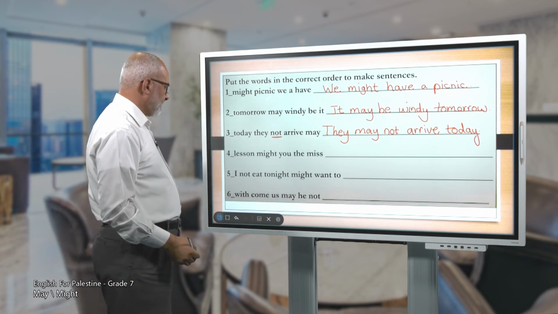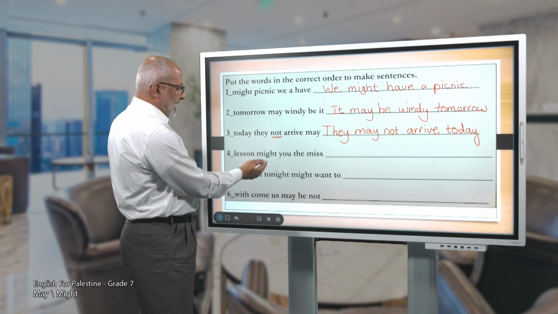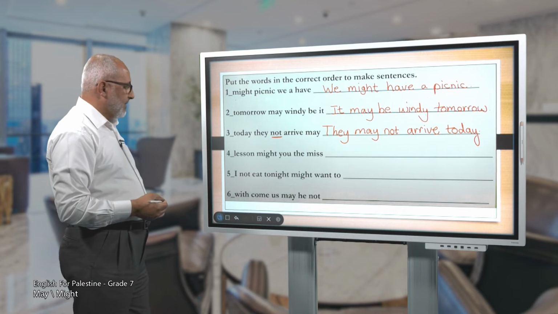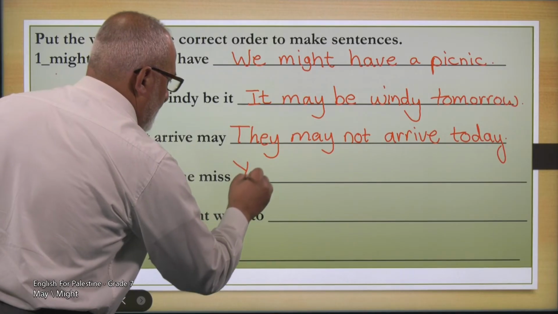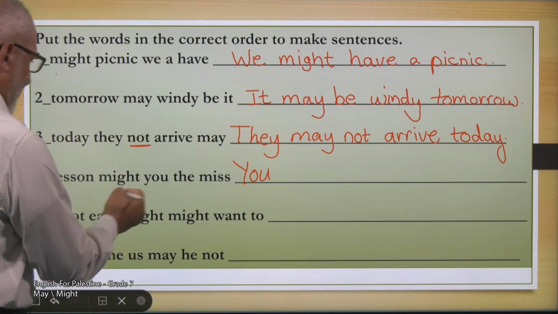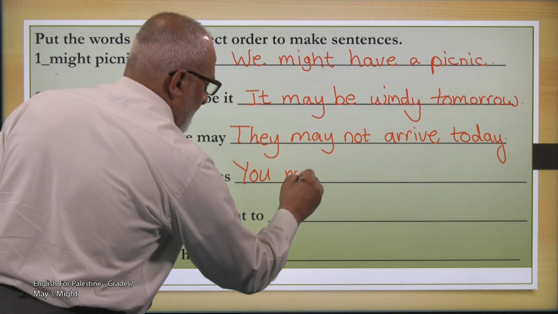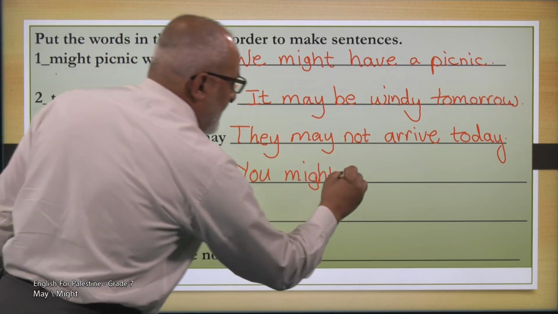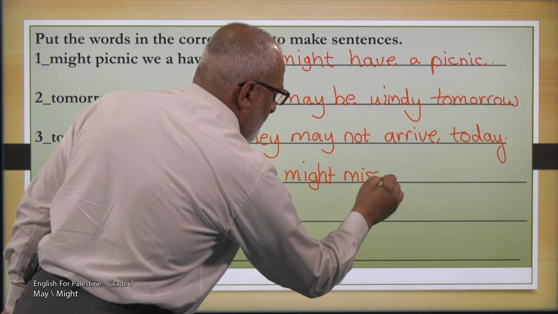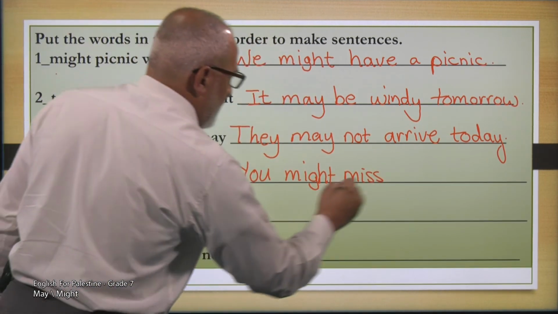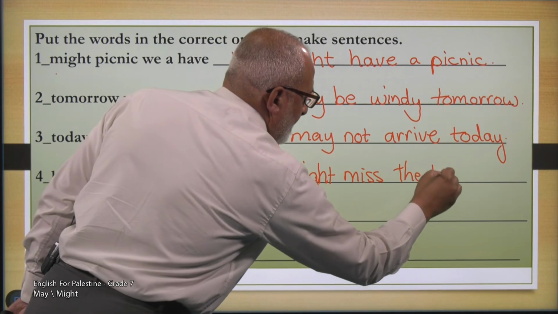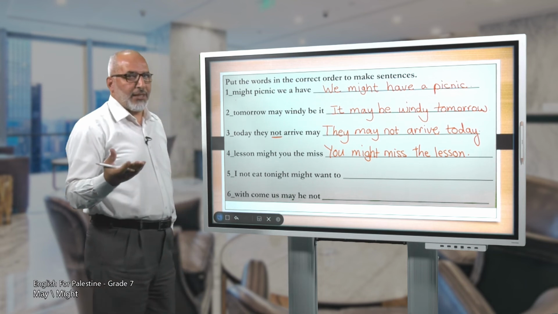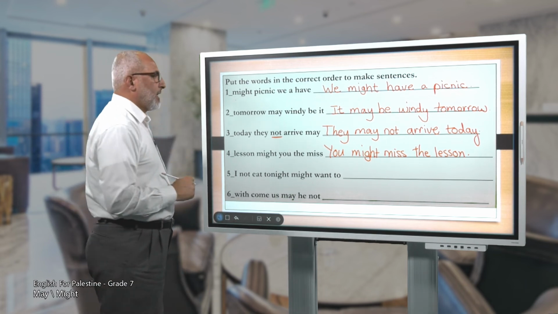Number 4. Might you the miss. The subject here is you. Great. So you might. You might. And the verb here is miss. You might miss the lesson. Great. Good. So it is possible for you to miss the lesson.